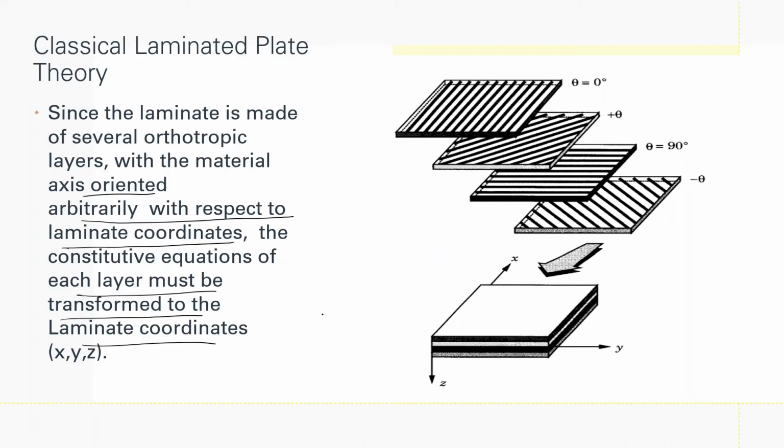So here it is written that the laminate is made of several orthotropic layers with the material axes oriented arbitrarily with respect to the laminate coordinates. When we say laminate, we mean the whole plate. Laminate is the whole plate and lamina is the single layer. These are the laminae: lamina 1, lamina 2, lamina 3, lamina 4, and these combined are the laminate. When they are combined together, it is called the laminate or plate, the complete plate, the laminated plate.